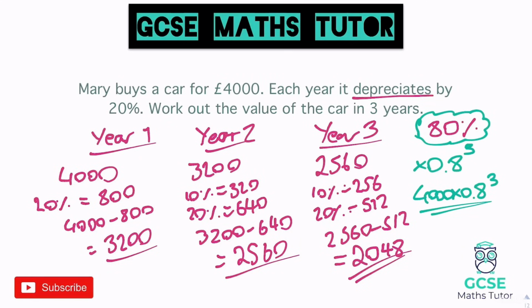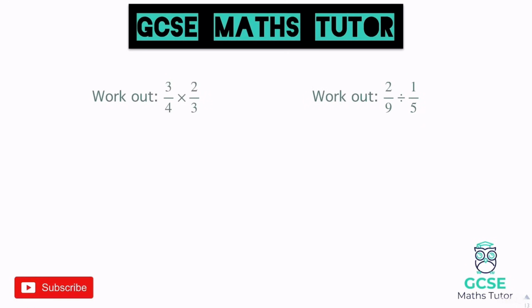And let's test that out. 4,000 times 0.8 to the power of 3, and we get 2,048. So that's depreciation. Okay, moving on to fractions, multiplying and dividing fractions. Multiplying fractions is the easiest one, isn't it? So we can times the top numbers, 3 times 2 is 6, and times the bottom numbers, 4 times 3 is 12.